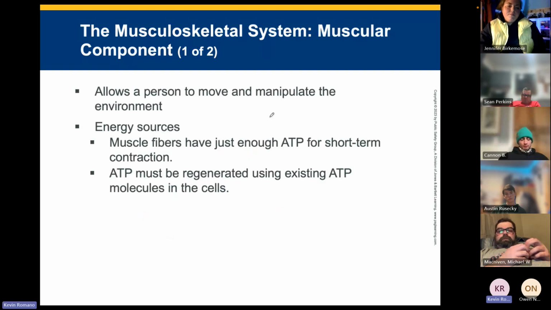The musculoskeletal system has several functions. A person's ability to move and manipulate the environment is made possible by the contraction and relaxation of this system. Another function of the muscle is to protect the structures underneath them. So they have to have an energy source. And what is energy? Adenosine triphosphate, right? Some muscle fibers have just enough ATP for short-term contraction. And ATP must be regenerated using existing ATP molecules within the cell. That goes back to us redoing or making adenosine triphosphate in those molecules.